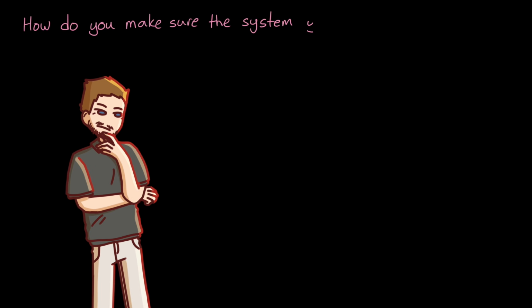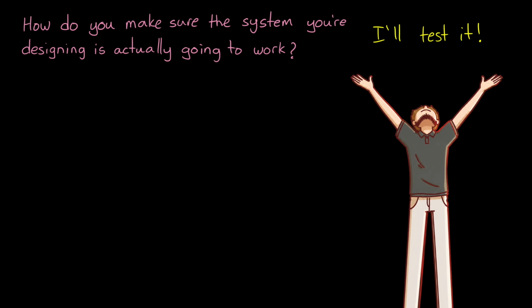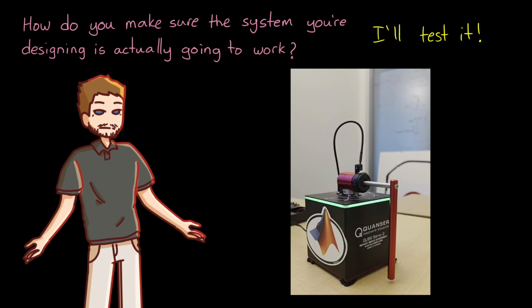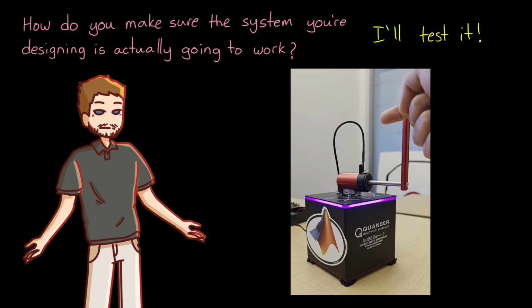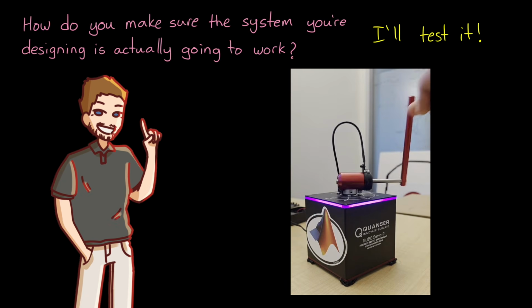Let me start with a simple question. How do you make sure the system you're designing is actually going to work? And you might answer, well, I'll test it, right? You might build a physical prototype or run the final code and hardware, and then check everything at the end of the design cycle to ensure that it works. And sure, this is absolutely part of it, but it's only one piece of a much larger verification picture.